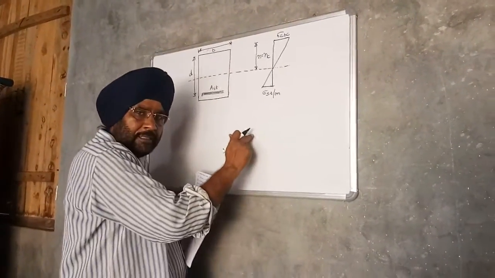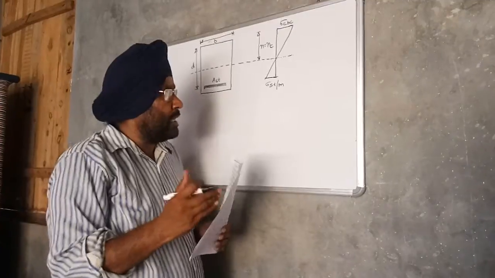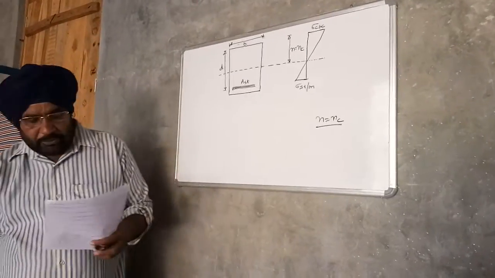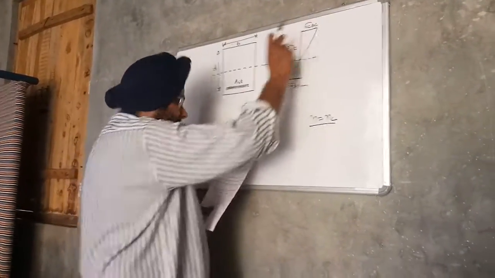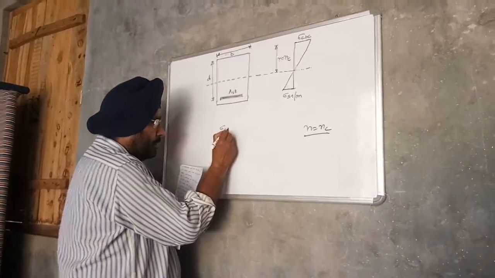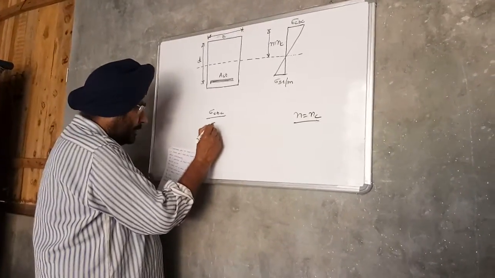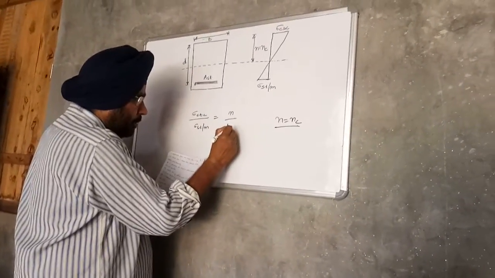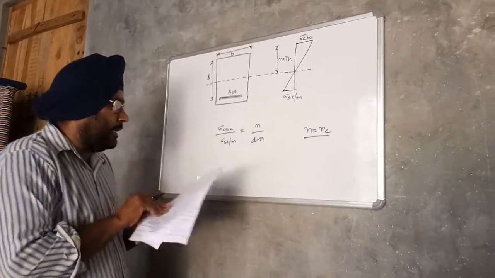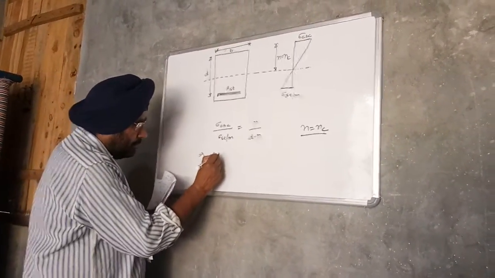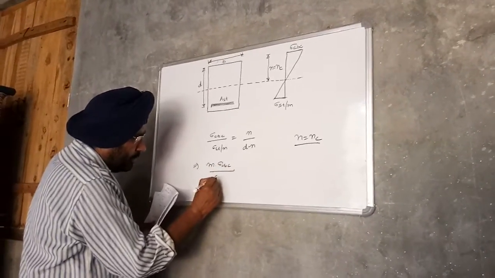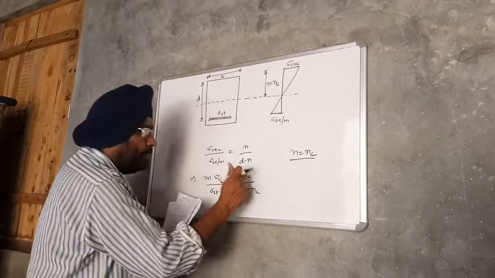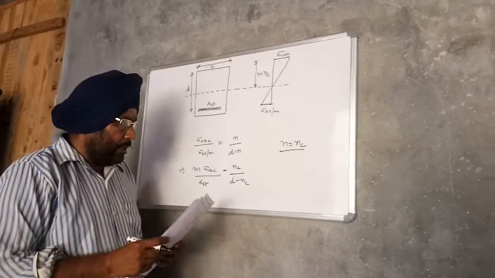So for the balanced section, the depth of the neutral axis is known as critical neutral axis. So N is equal to NC for balanced section. From the similar triangles in the stress diagram, m sigma CBC upon sigma ST is equal to N upon d minus N. So m sigma CBC upon sigma ST is equal to NC upon d minus NC. NC means the depth of the critical neutral axis for the balanced section.